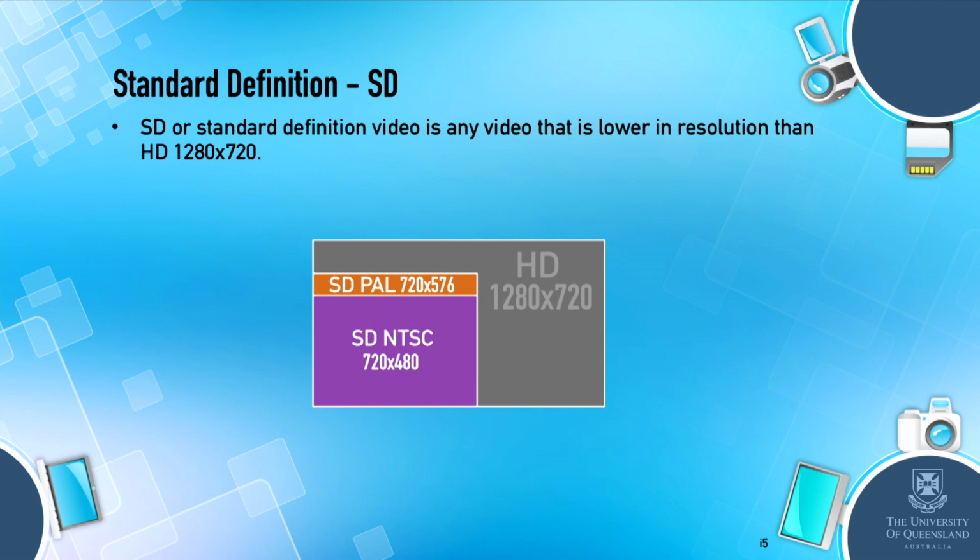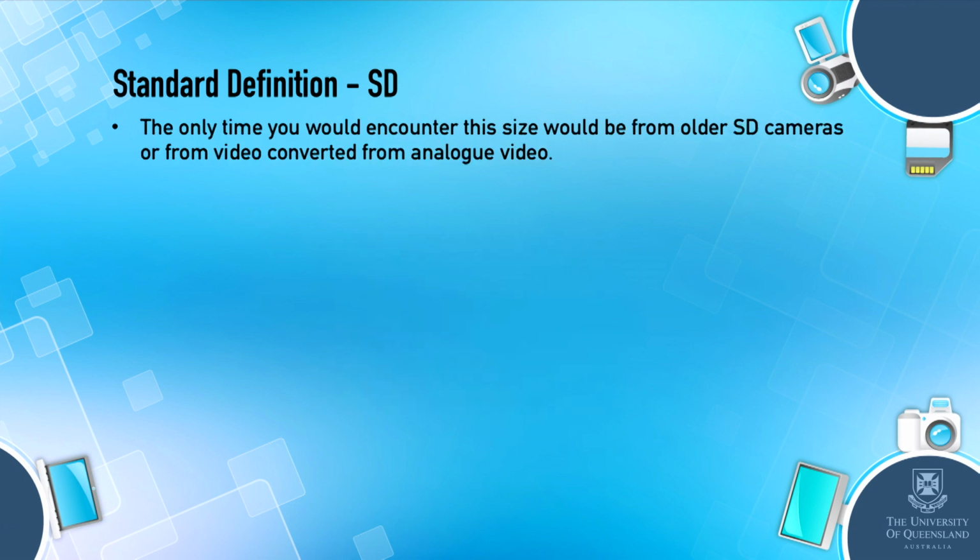SD, or standard definition video, is any video that is lower in resolution than HD. These include the size of 720 by 576 for videos in current or former PAL regions, and 720 by 480 for videos in current or former NTSC regions. The only time you would ever encounter this size would be from older standard definition cameras or from video converted from analog video.